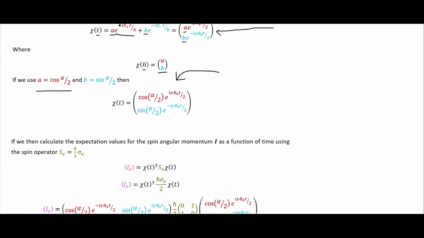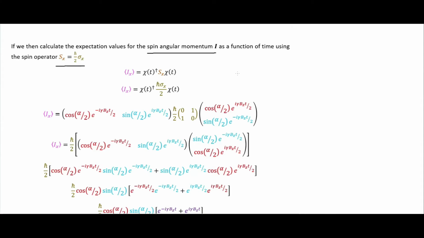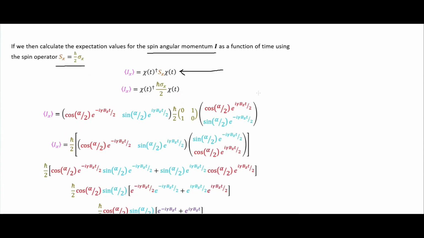And so we want to calculate the expectation values for the spin angular momentum as a function of time using our operator here. So this is our X spin operator. And so I actually went through and did a lot of the math here. In Griffiths, it just goes right from here down to here, skipping all the math. And so I've made this substitution into here, and then I've made it explicit.